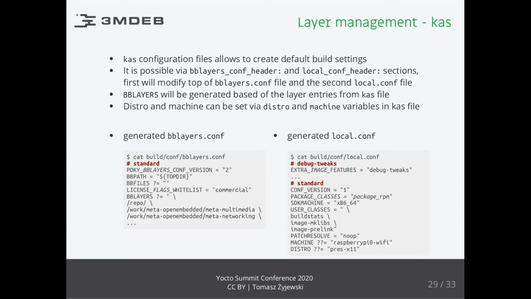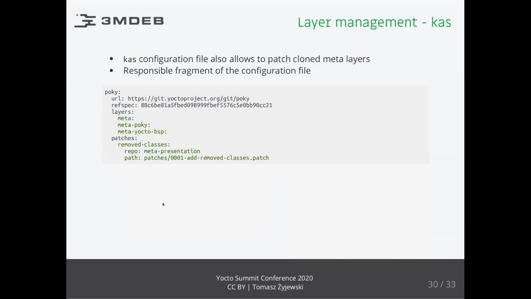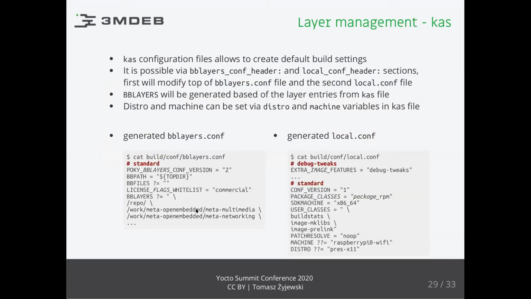The BBLAYERS variable in the bblayers.conf configuration file will be automatically generated based on the entries from the Kas configuration file. And for this build, it looks as follows. We see, for example, the path to meta-openembedded, meta-multimedia, and meta-networking. In this case, the repo points to the layer from which we run our Kas configuration file. So this time it will be meta-presentation.